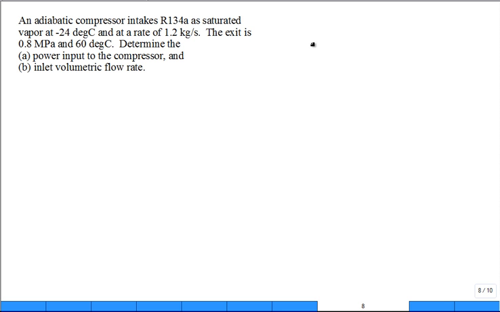Let's go through it. So we have a device. You can just throw it as a box. Here's my compressor, and it's adiabatic. Often we put this notation, hey, that's insulated, Q dot equals 0, adiabatic. It intakes refrigerant 134a, and state 1 is the intake, inlet, state 2 is the outlet. And it's saturated vapor coming in.